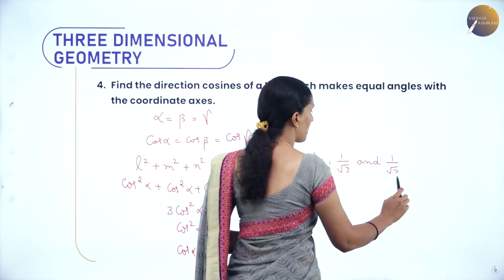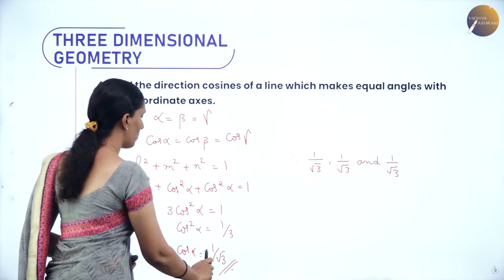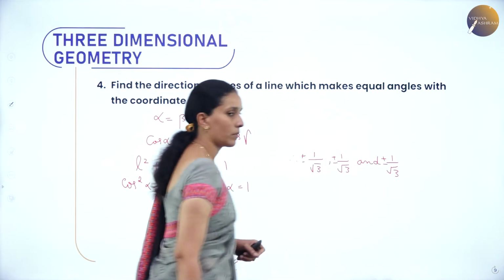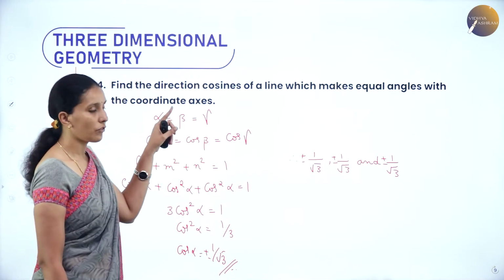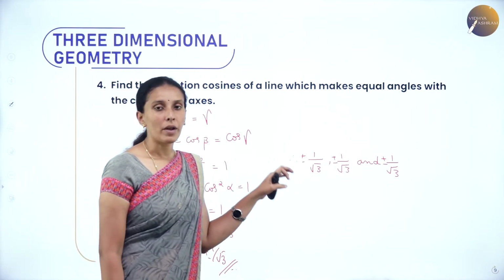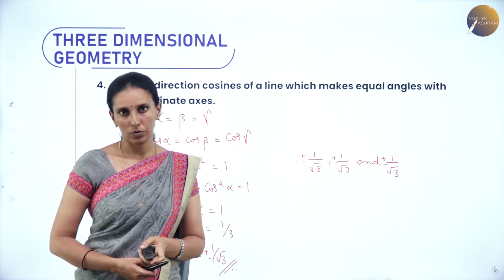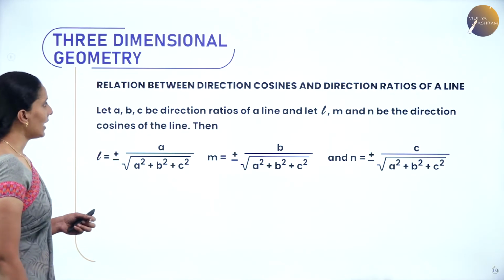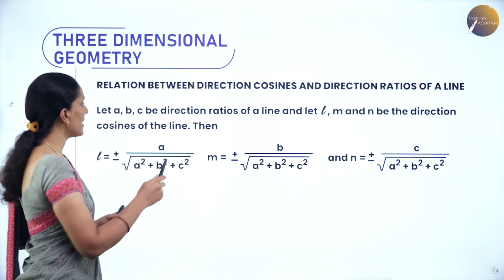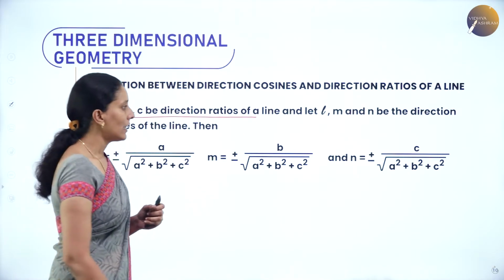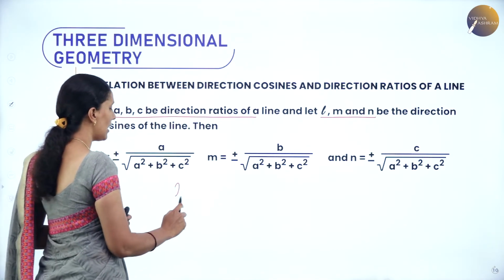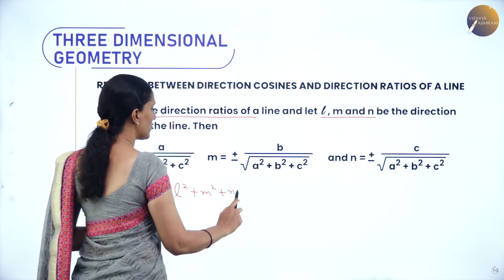Since we have a square root here, we can include both plus and minus signs. So the direction cosines of a line which makes equal angles with all the axes are plus or minus 1 by root 3, 1 by root 3, 1 by root 3. Next, the relation between direction cosines and direction ratios of a line. I already told you that if A, B, C are the direction ratios of a line and L, M, N are the direction cosines of the line, we know the relation that L square plus M square plus N square is equal to 1.